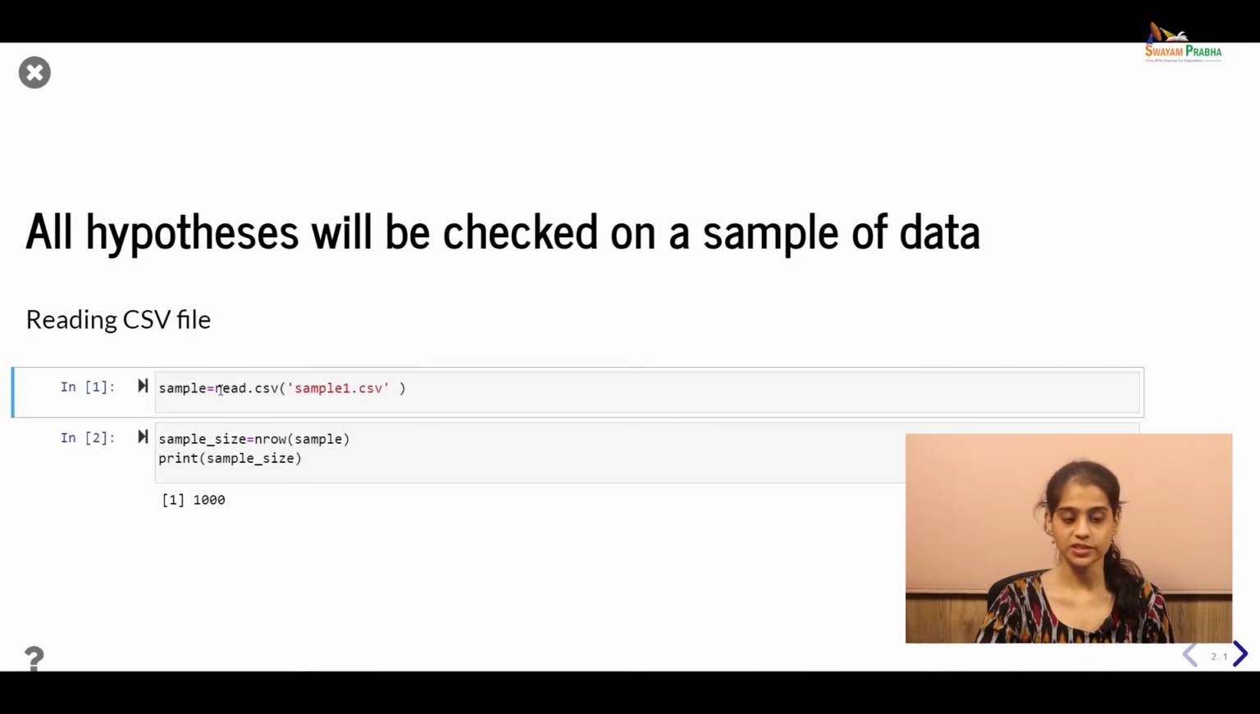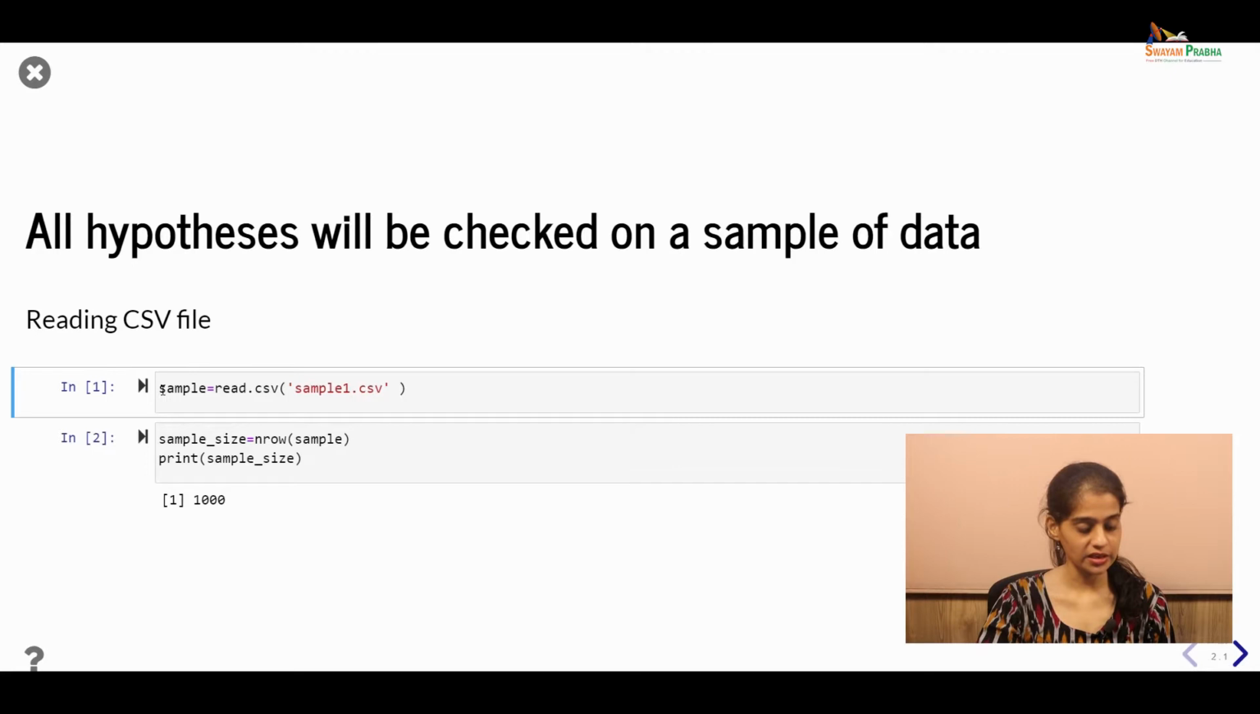You need to use the function read.csv. Now within quotes you need to give the name of the file with the extension. So sample1.csv is the name of the file along with the extension. Now once you run this command, it is read as a data frame and stored with the name sample. Now sample is the data frame and this is what we are going to be using for all the hypotheses.